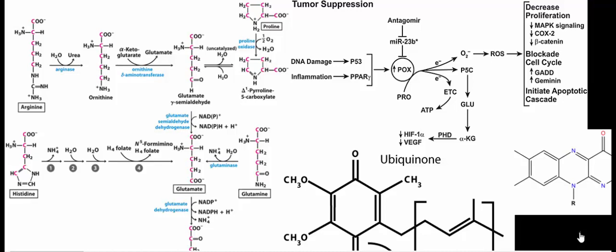Welcome back to the playlist on amino acid catabolism. What we're going to do in this video is talk about the two amino acids that get degraded to this metabolite right here, and that's glutamate gamma semialdehyde. In a separate video, we'll actually look at the catabolism from there, but at least I want to converge to this product. And the two amino acids that get degraded to glutamate gamma semialdehyde are arginine and proline.